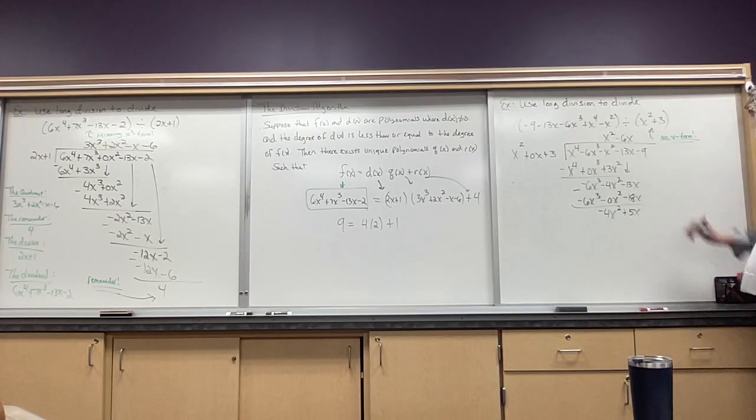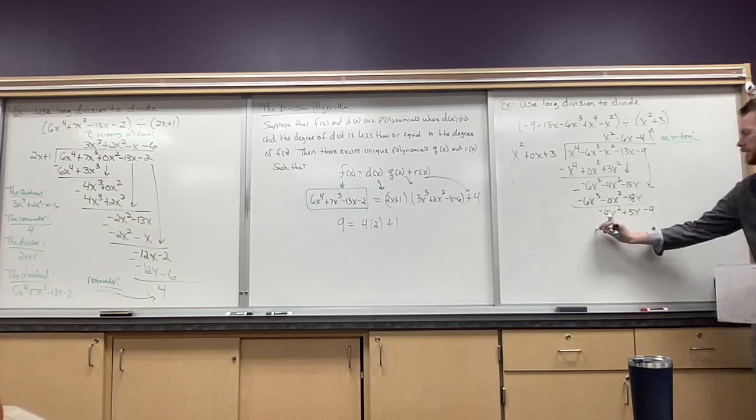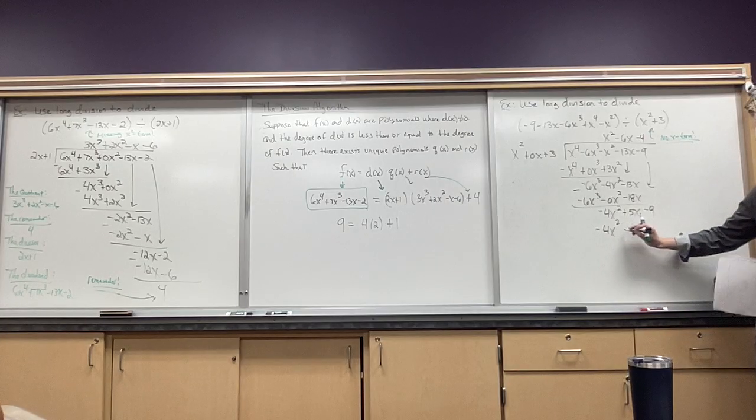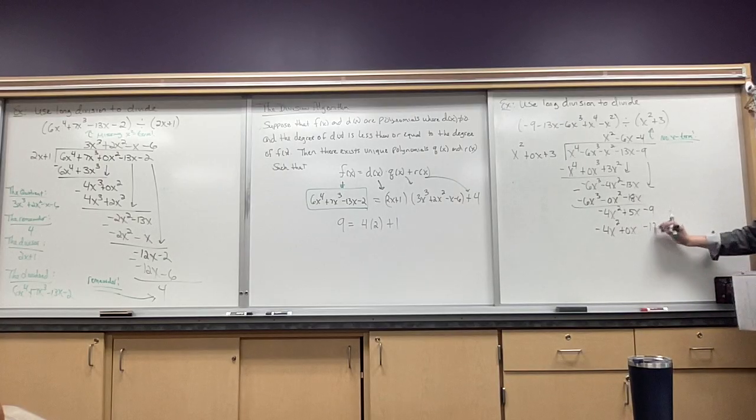So anyway, with a negative 9 down, and then I think that's going to be a negative 4 to finish it? So I have negative 4x squared. Again, to be a 0x. Doesn't matter if you put plus or minus, it's just 0. And then minus 12.